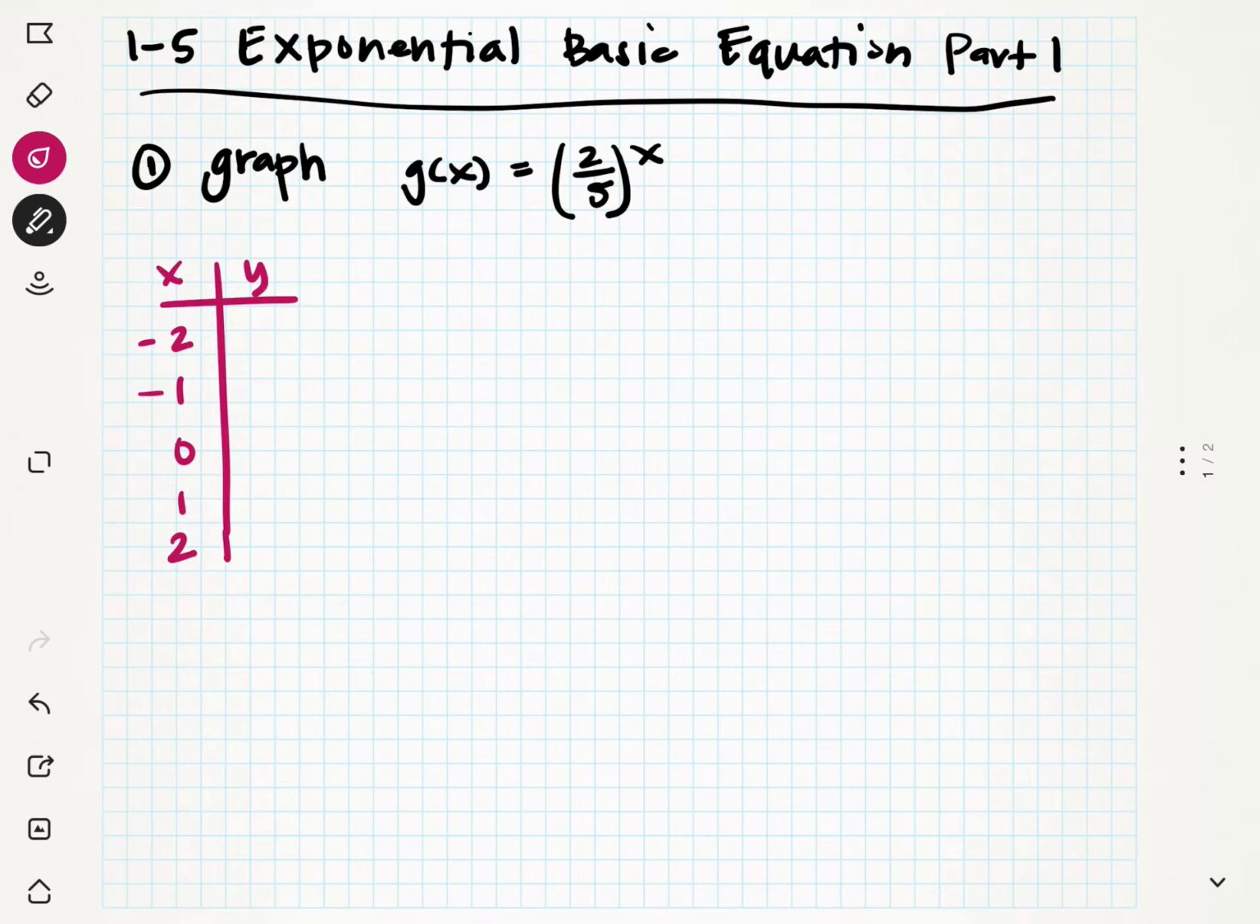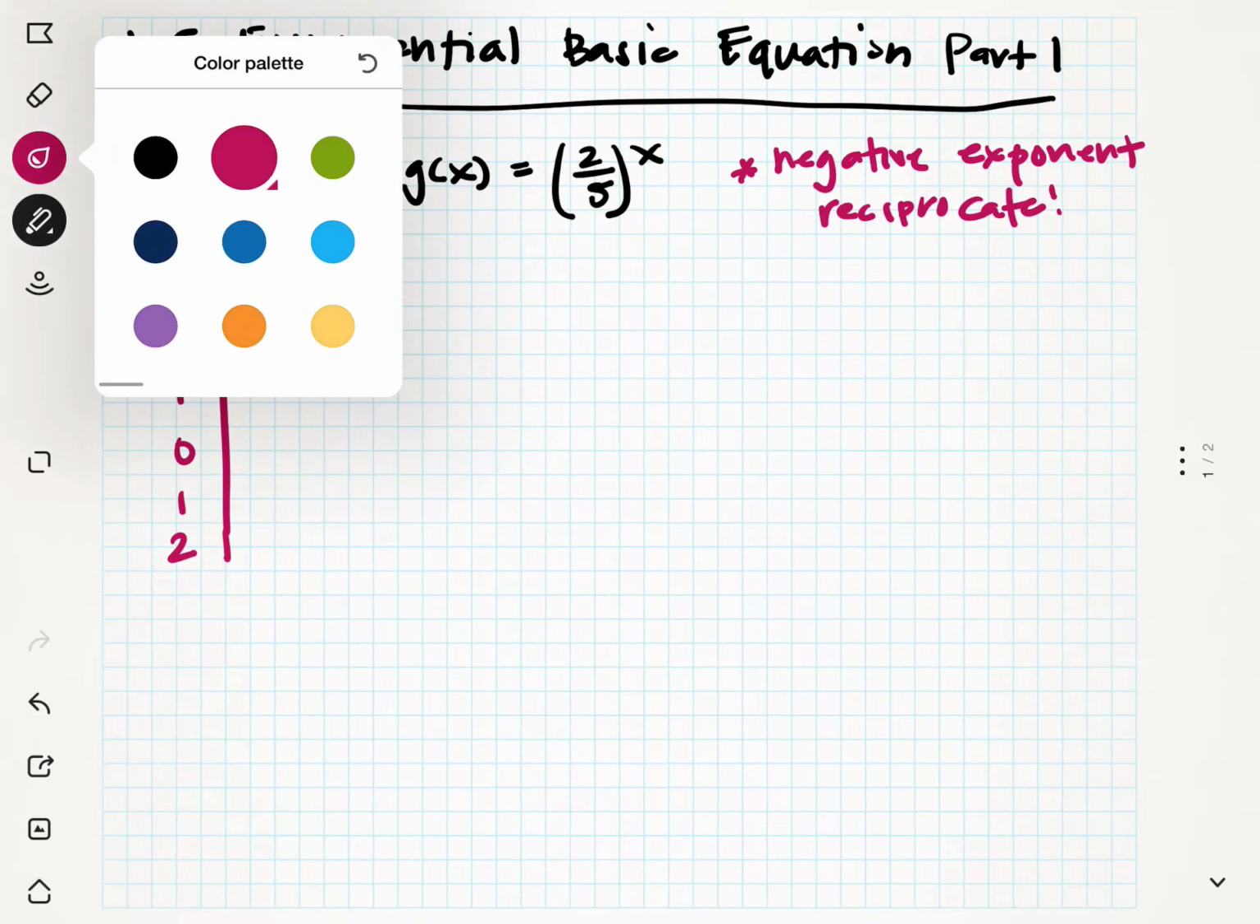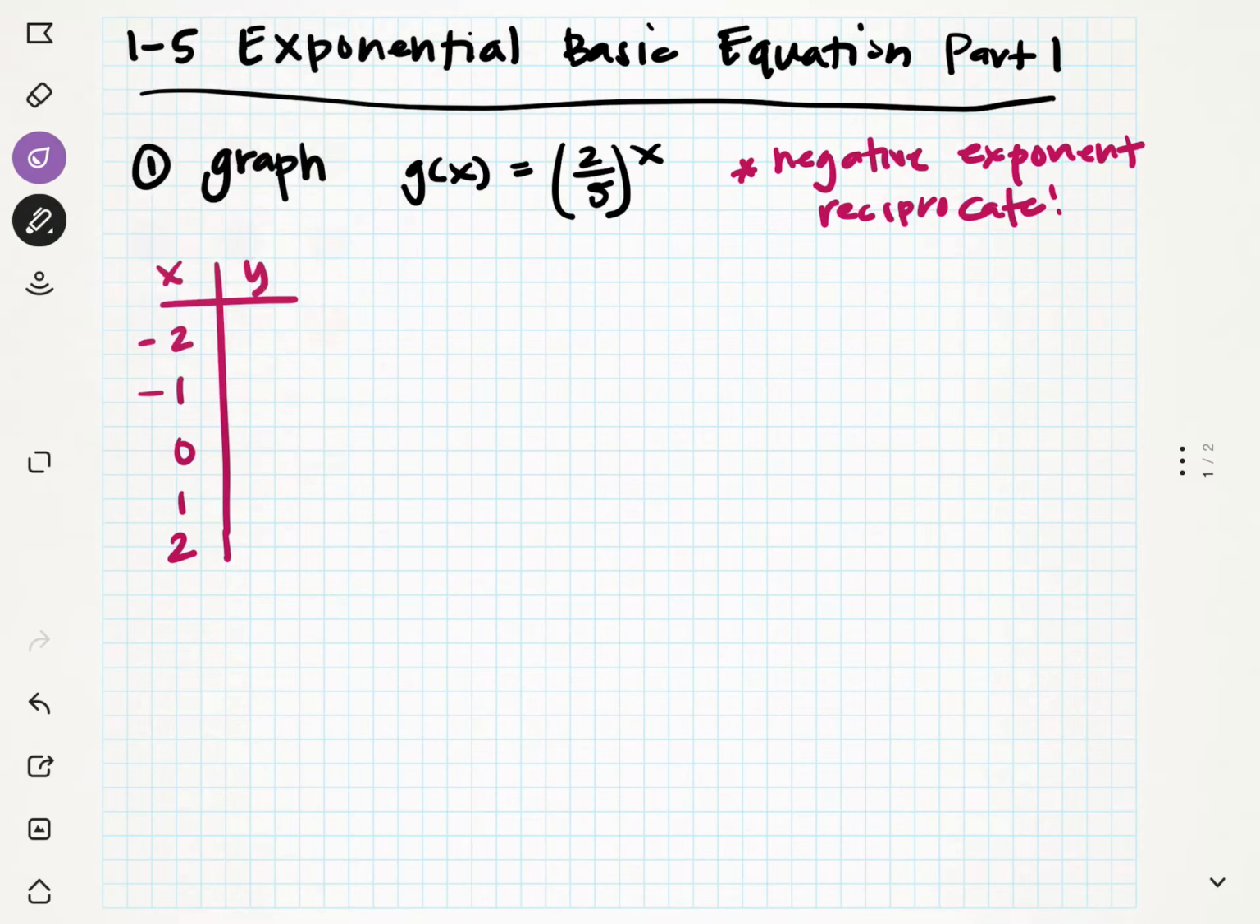All right, remember we said from last class that anytime we have a negative exponent, that means to reciprocate. Okay, so let's go ahead. You guys can do this on your calculators, I suppose, but it's probably just easier for us to do it by hand.